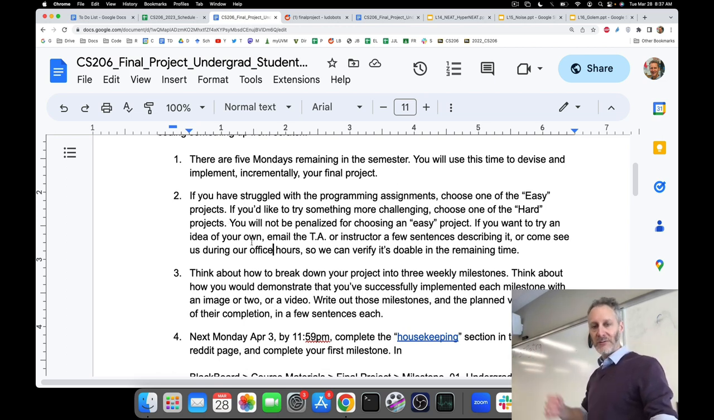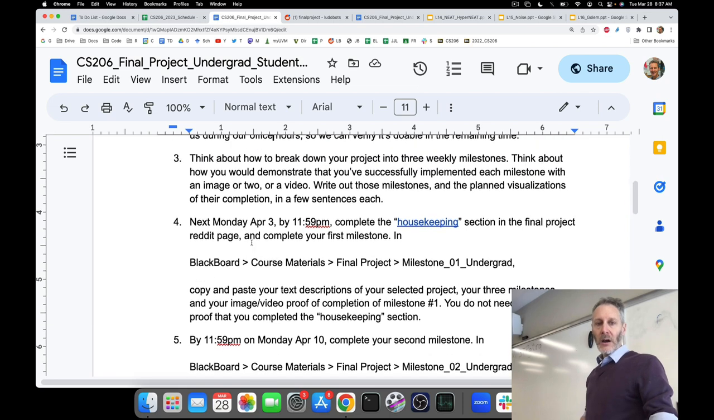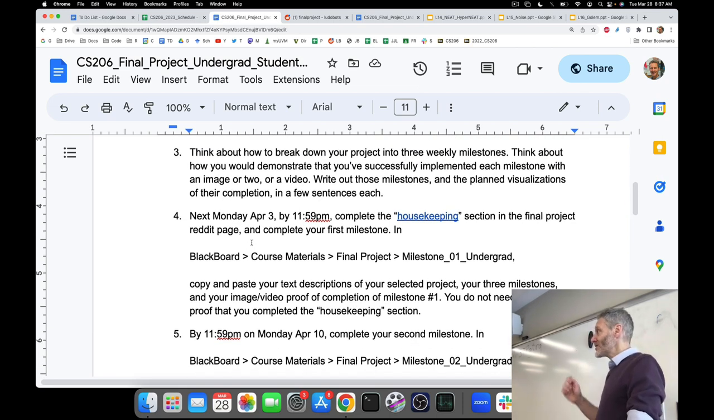If you want to try an idea of your own, email me or the TA or come see us at office hours and just make sure we sign off on it. Okay. I want you this week to read through those projects, think about ideas of your own, and then think about how you would break it down into three weekly deliverables. And again, we already talked about this. As you can imagine, you're going to be submitting over the next three Mondays images or video proof to us that you've implemented that baby step towards your final project.